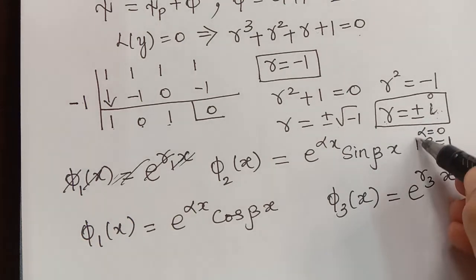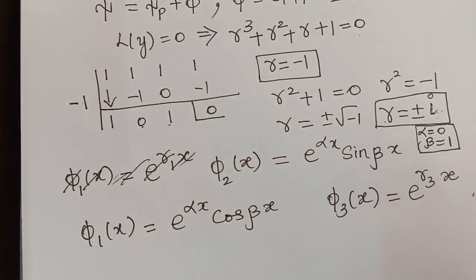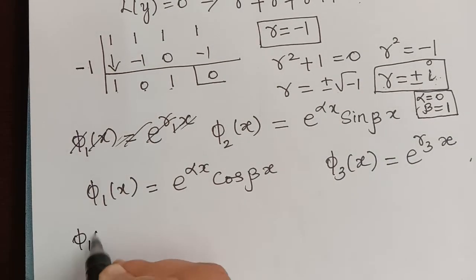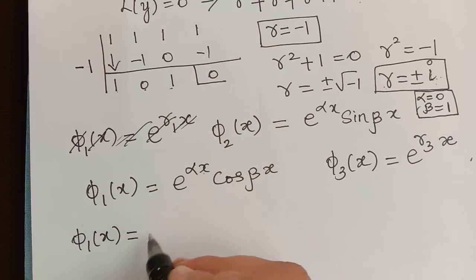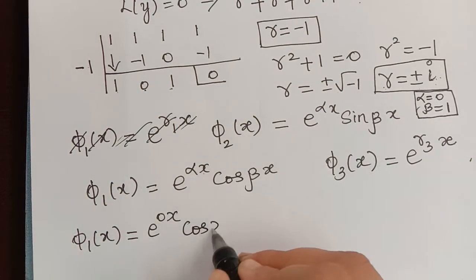So beta is equal to 1. The real part alpha is 0, and the imaginary part beta is equal to 1. So in that case, phi 1 of x will be equal to e power alpha x, so e power 0x cos beta x, so cos x.